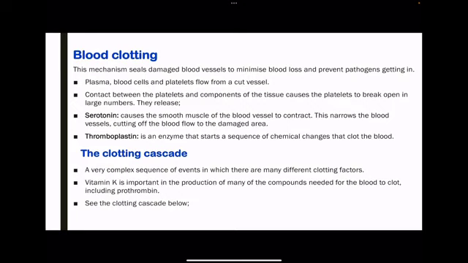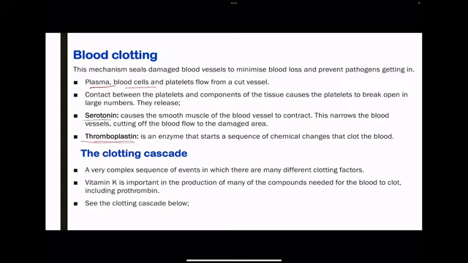Moving on to blood clotting. Blood clotting is a mechanism in which blood vessels are sealed to minimize blood loss and prevent pathogens from getting into the specific damaged area. When there is damage, plasma, blood cells, and platelets flow from the cut vessel. So contact between the platelets and the components of the tissues is going to cause the platelets to break open, releasing thromboplastin as well as serotonin.